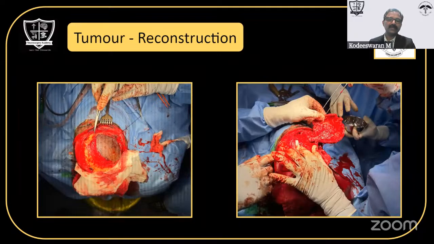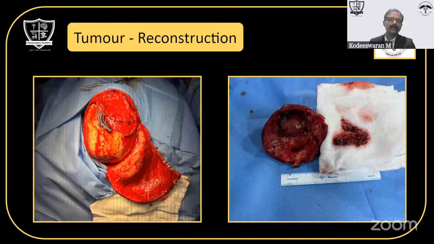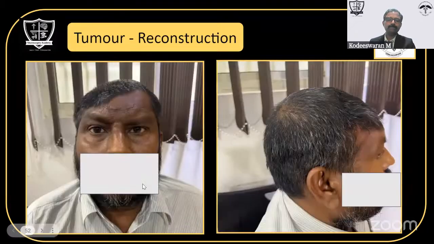The skin was excised along with the tumor. This was the tumor. So there was a huge defect in the frontal area, along with the bone that was removed. So this is the flap. Scoring of the flap was done. So this is the patient after the surgery.